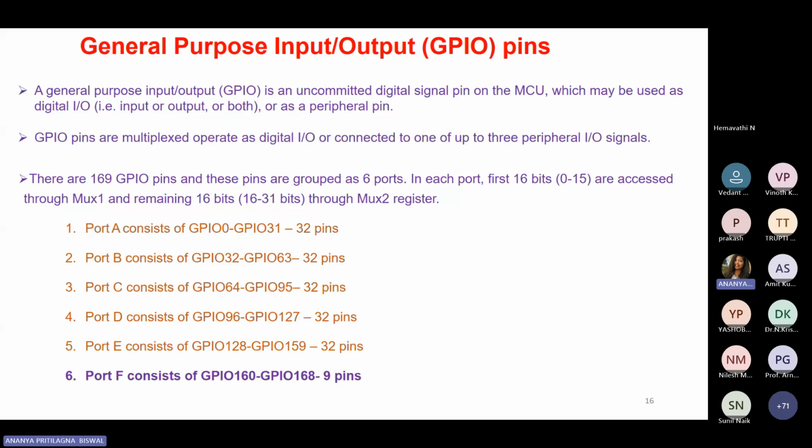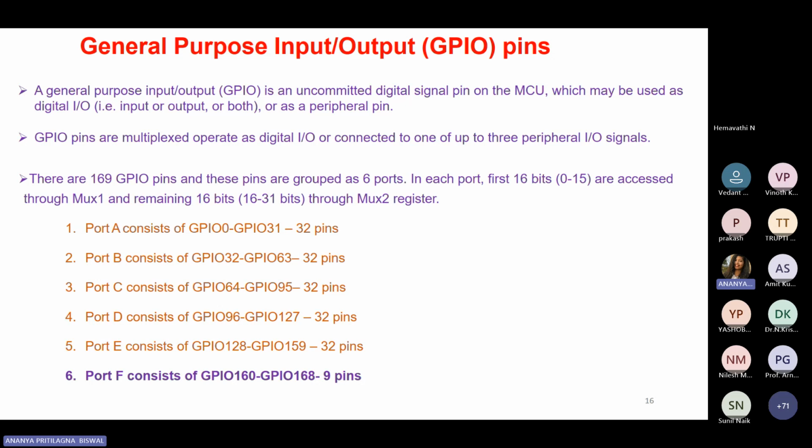GPIO pins are multiplexed and operate as digital input or output, or connected to one of the three peripheral input or output signals. This controller has 169 GPIO pins, grouped as 6 ports. The first 16 bits, 0 to 15, are accessed through MUX 1 and the remaining 16 bits are accessed through MUX 2.